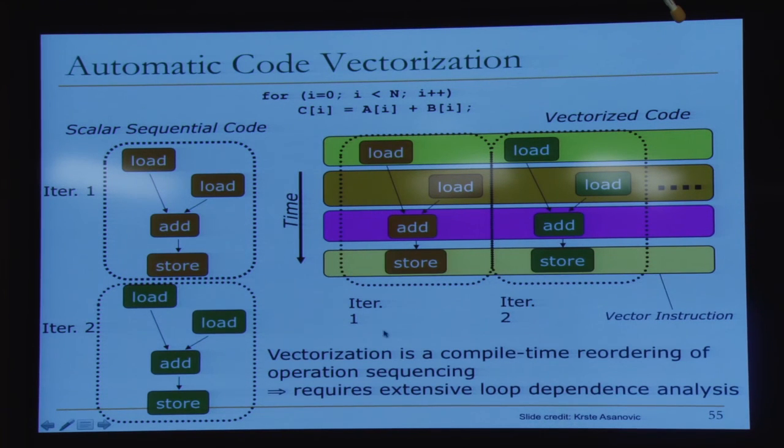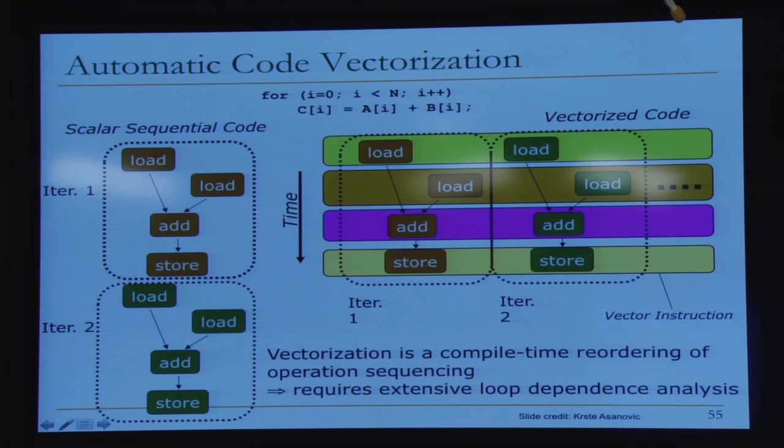Basically, vectorization is a compile time reordering of operation sequencing. We'll talk about static instruction scheduling. You can do it that way, but once you do static instruction scheduling, you can schedule these loads at the same time, but you can also combine these loads into a single vector instruction, right? Because they're really operating on different data elements.